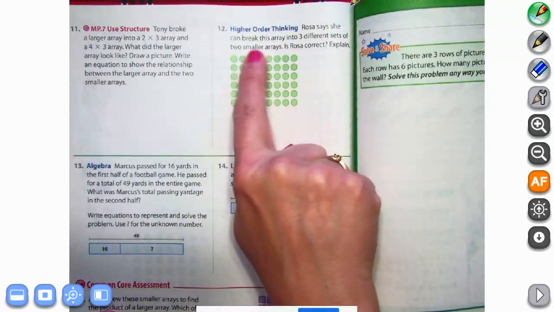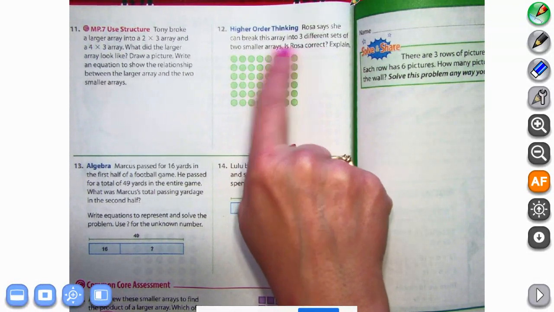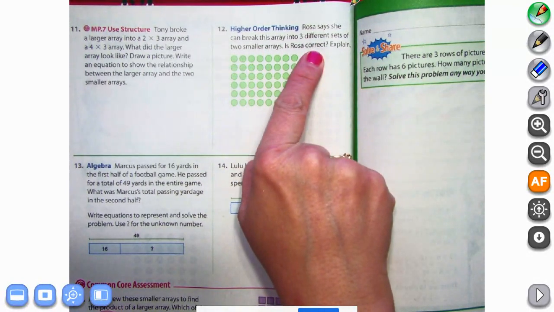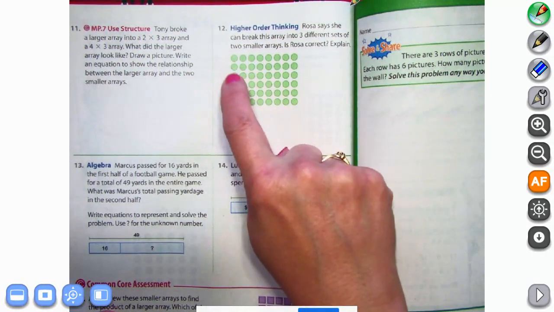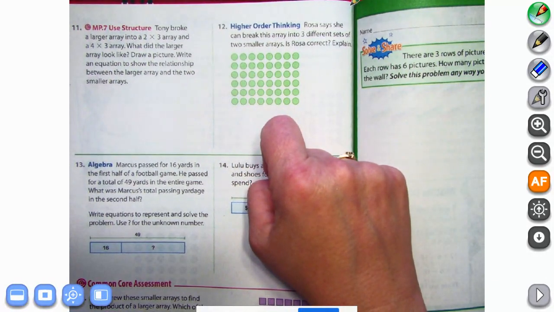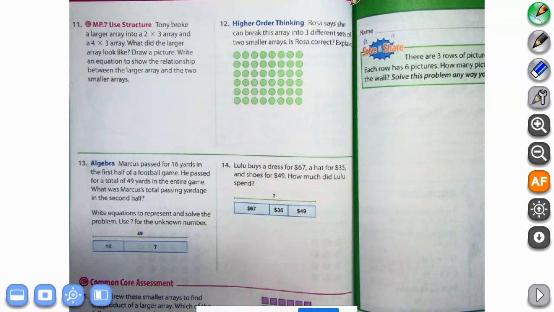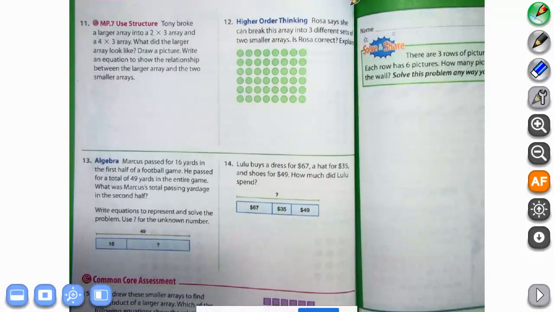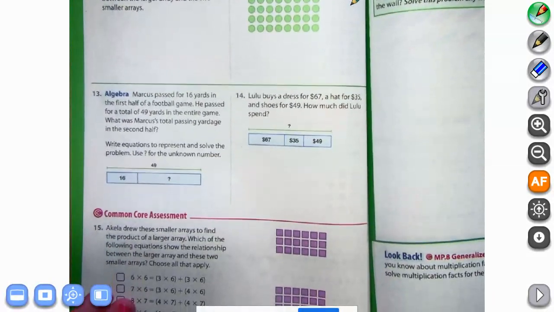Number 12. Rosa says she can break this array into 3 different sets of 2 smaller sets. Is Rosa correct? Could she break this into 3 equal groups? Equal sets, I should say. Okay. Tell us why she can or can't.